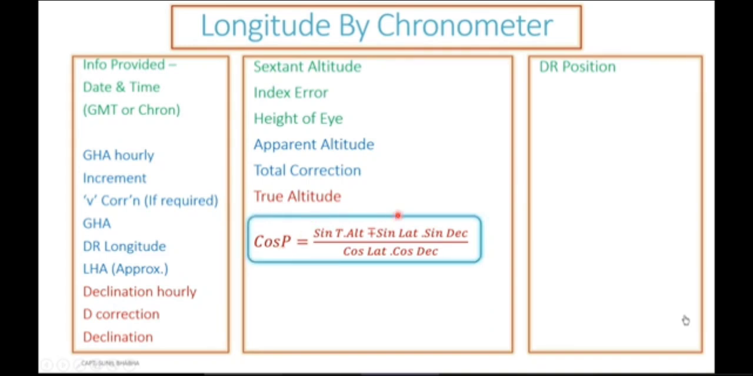Now this is a very important formula. It is to be memorized by heart. So please memorize this formula. The only way this question can go wrong is if you apply the formula wrongly. Otherwise, the question is pretty straightforward, straight and simple.